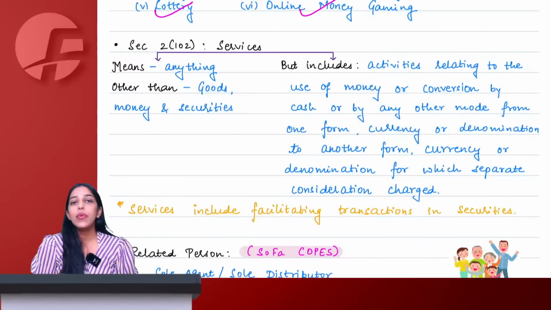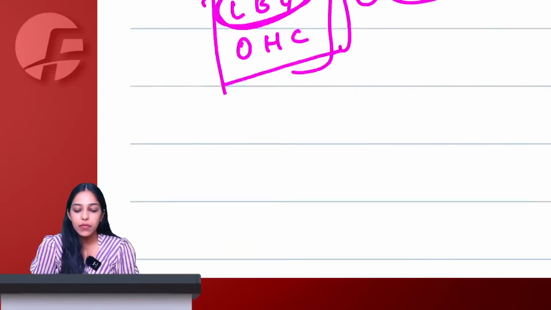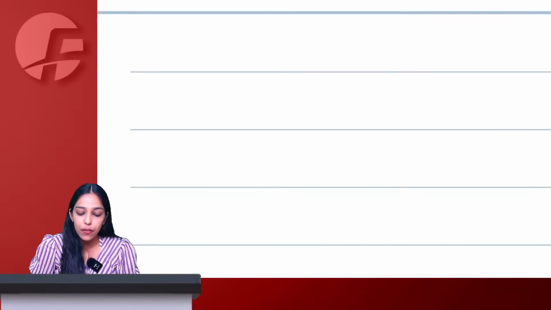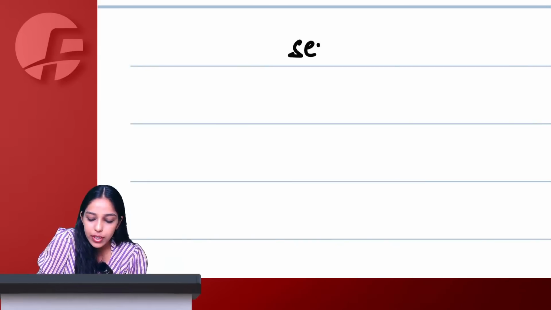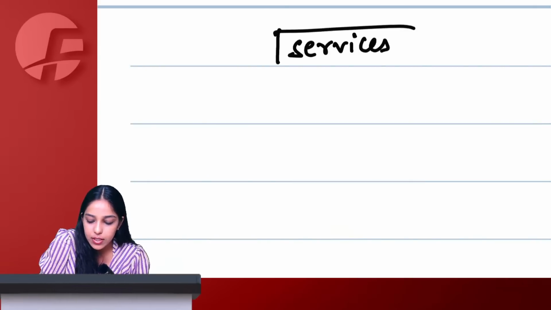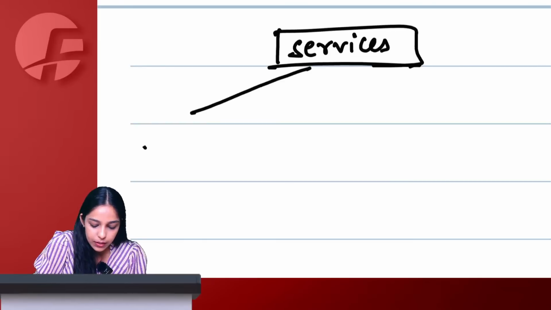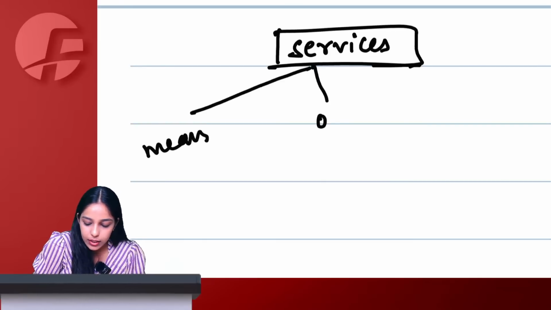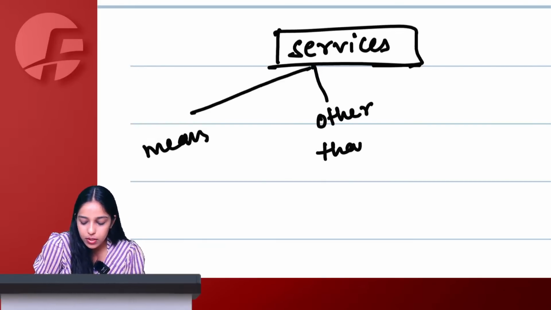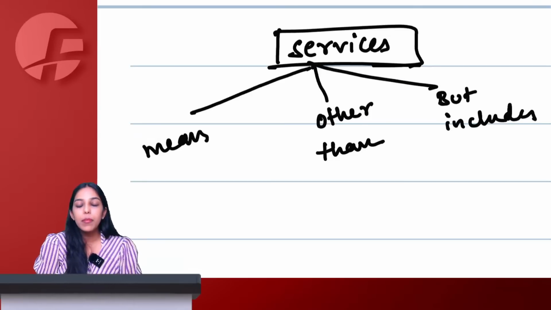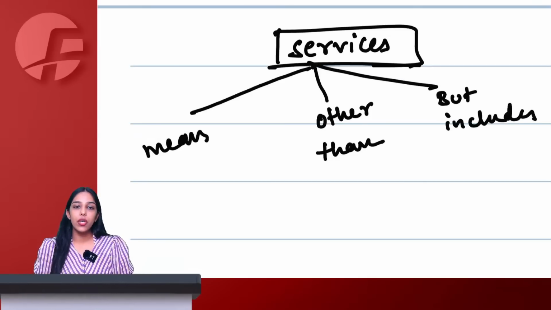Cool. Now we discuss services, because GST is essentially a tax which is levied on goods and services. We understood the definition of goods. Now moving on to the definition of services. Again, the structure remains the same for you to remember. Services means other than but includes. The format is the same so that it is easy for you to remember.